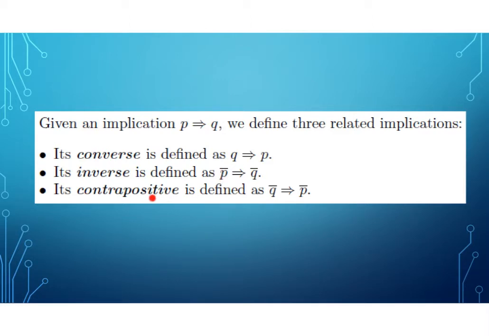The contrapositive will be a very useful one that we'll talk about later, and it's created from the original implication by not only switching the order of the P and Q, but also negating both of them.